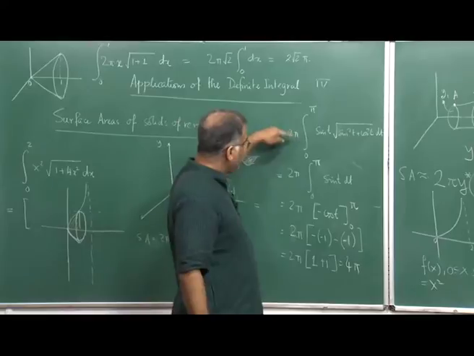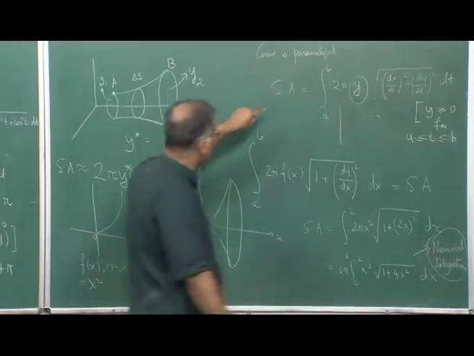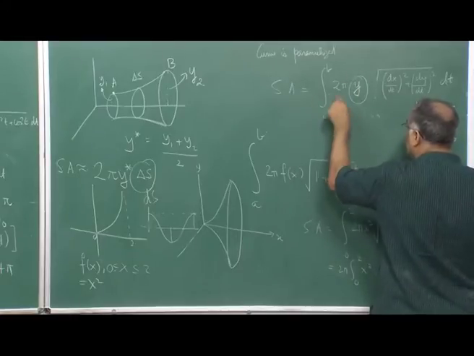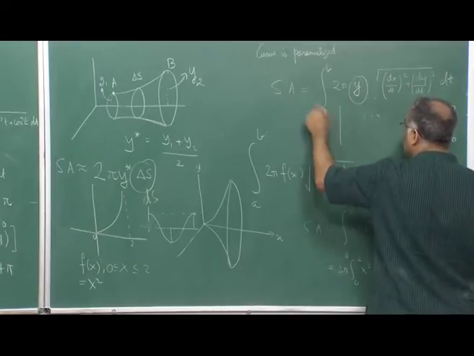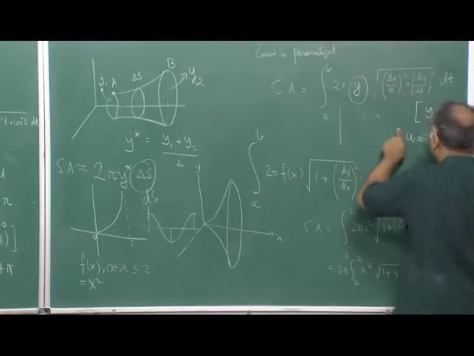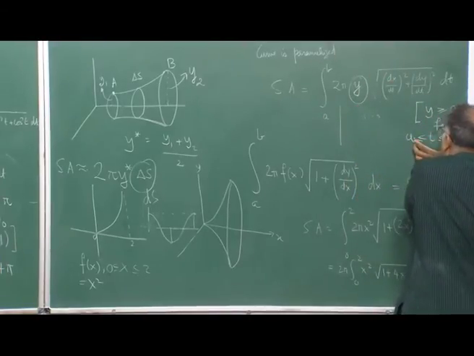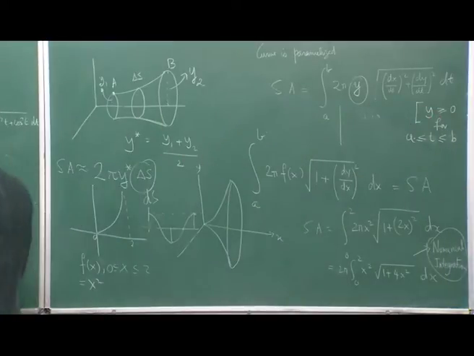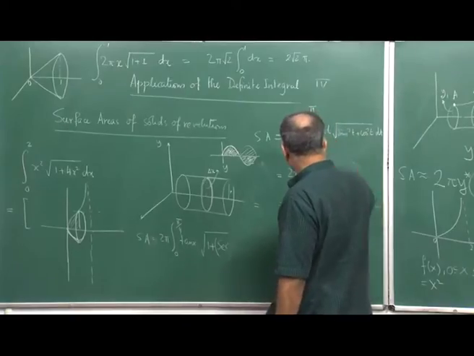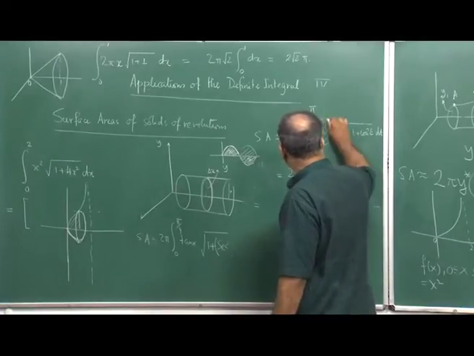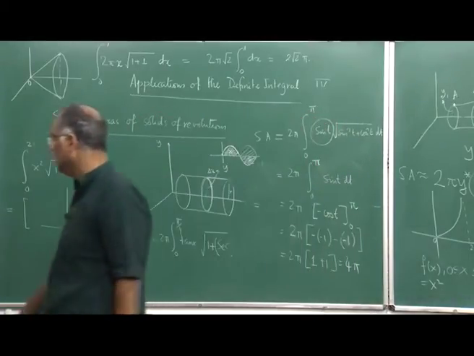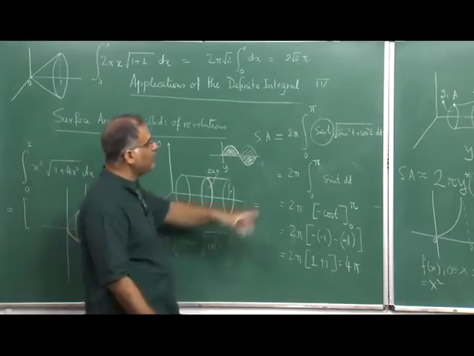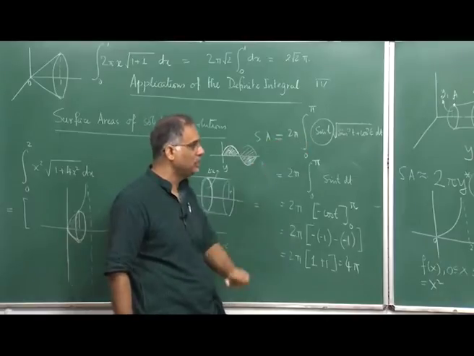So, when you use the parameterized curve to find the surface area, this integration is only possible if y is greater than or equal to 0 in your range of integration. So, what you have to do is get the whole thing done where this is positive. You have to take the range of integration where sin t is positive, only in that case you will get the surface area, otherwise you will not get it.